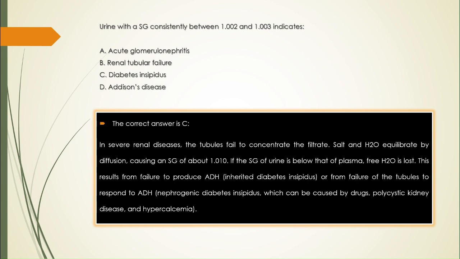The correct answer is C. In severe renal diseases, the tubules fail to concentrate the filtrate. Salt and H2O equilibrate by diffusion, causing a specific gravity of about 1.010. If the SG of urine is below that of plasma, free H2O is lost. This results from failure to produce ADH, inherited diabetes insipidus, or from failure of the tubules to respond to ADH, nephrogenic diabetes insipidus, which can be caused by drugs, polycystic kidney disease, and hypercalcemia.